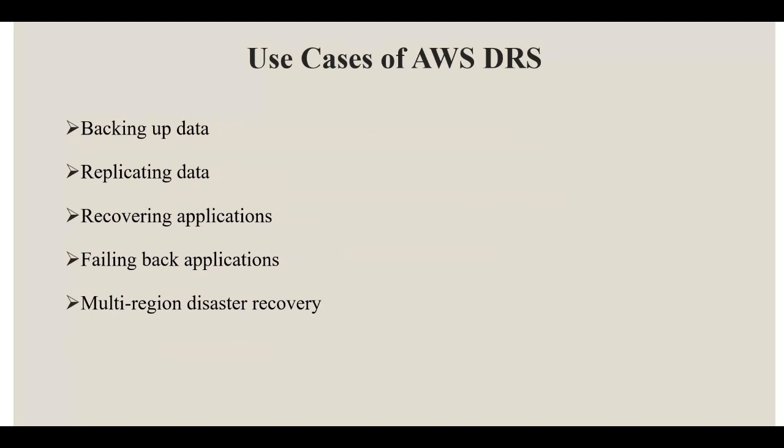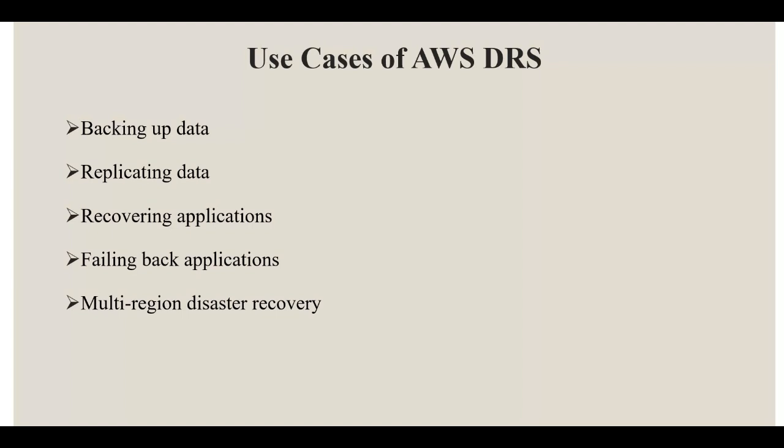So the next is use cases of AWS DRS. The use cases are backing up data, replicating data, recovering applications, failing back applications, and multi-region disaster recovery. So let's see one by one. First, backing up data. AWS DRS can be used to back up critical data and applications. So it helps to recover the data in critical conditions. Also we can back up the data.